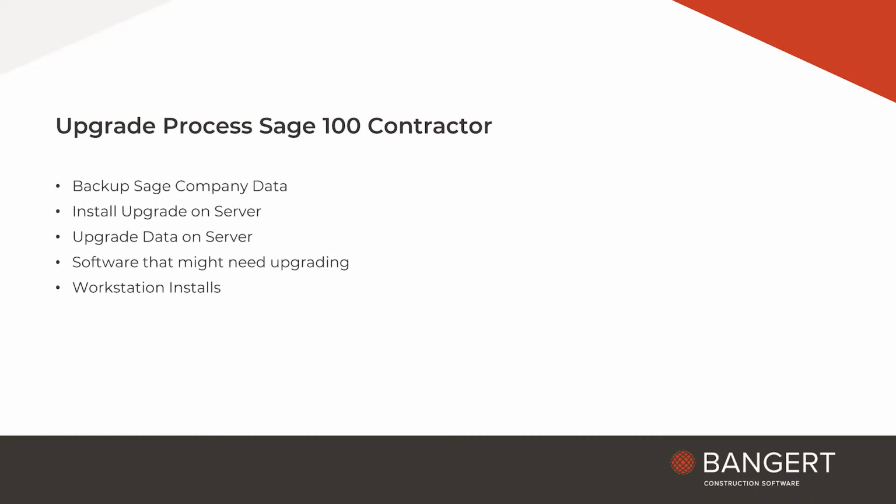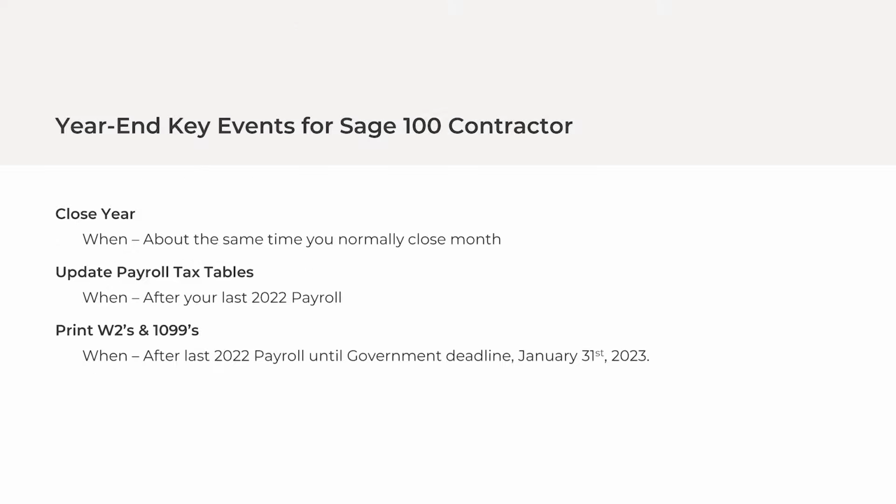When we move on to Sage 100, this process gets a little bit simpler from the upgrade perspective. It's not quite as many steps. Backing up your Sage company data backs up all of the application data. So we're going to do a backup of the company data. Then we'll install that upgrade on the server and upgrade the data on the server. Any Sage software that might need to be upgraded during that process will be upgraded at that same time, so estimating or anything similar like that might need updating. And then we'll install on the workstations. It's a little bit less complex with Sage 100, but it's the exact same idea.